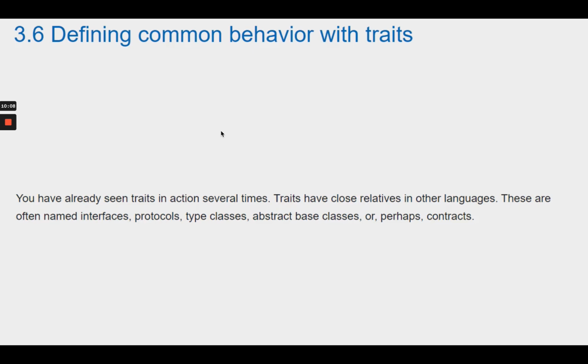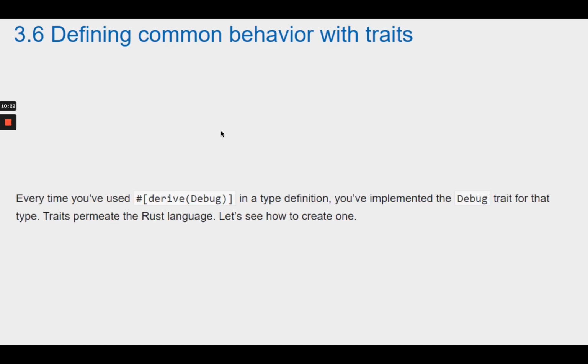You have already seen traits in action several times. Traits have close relatives in other languages. These are often named interfaces, protocols, type classes, abstract base classes, or perhaps contracts. Every time you've used #[derive(Debug)] in a type definition, you've implemented the Debug trait for that type. Traits permeate the Rust language. Let's see how to create one.